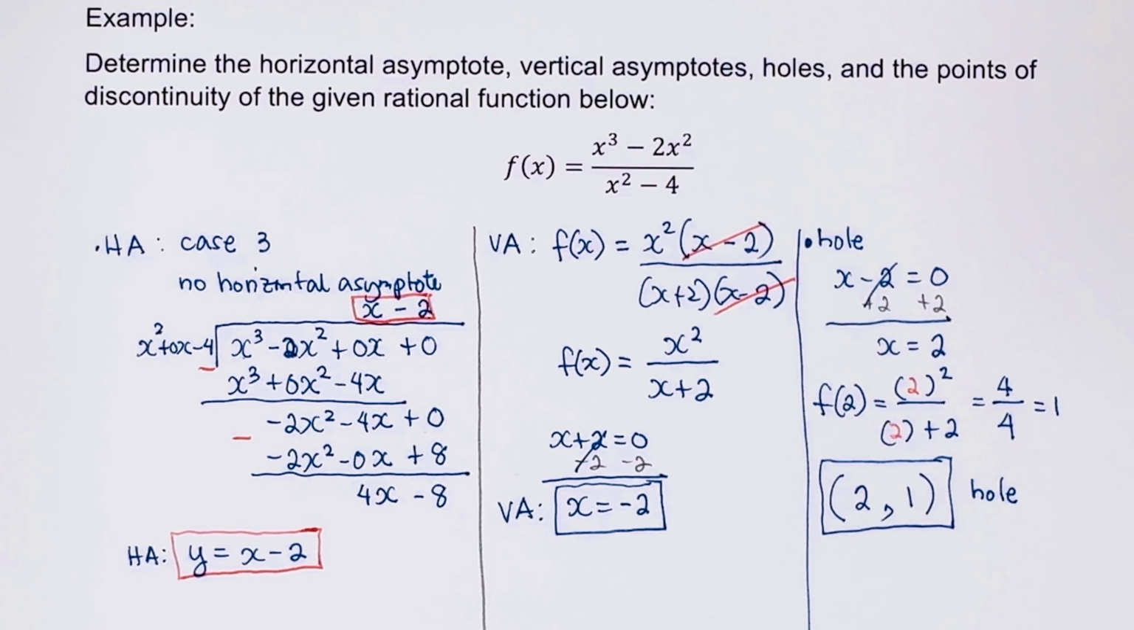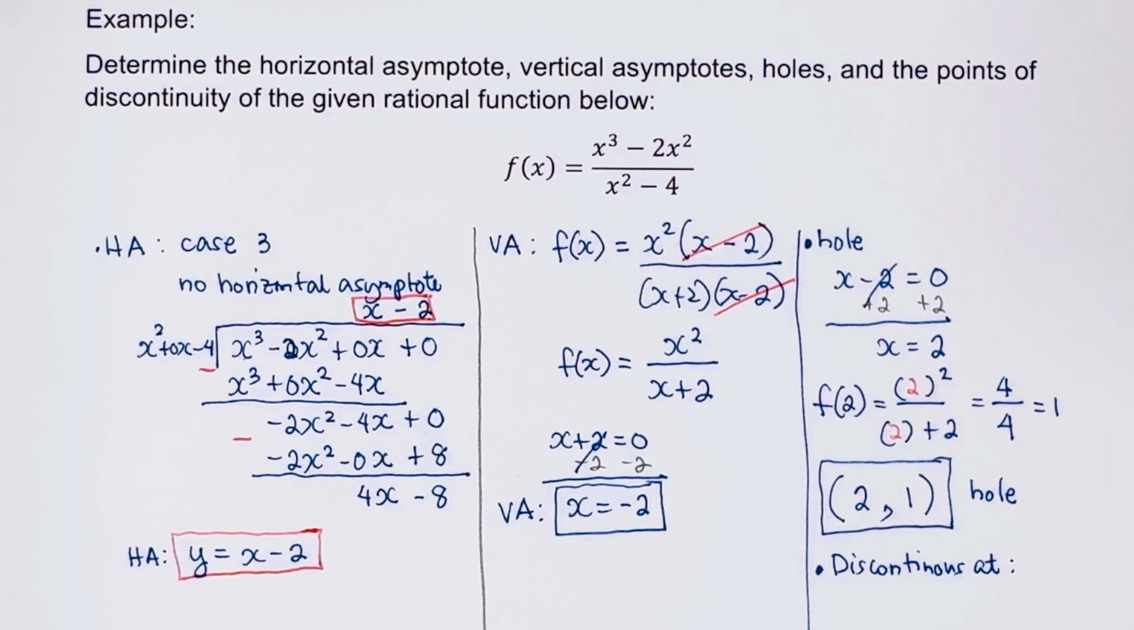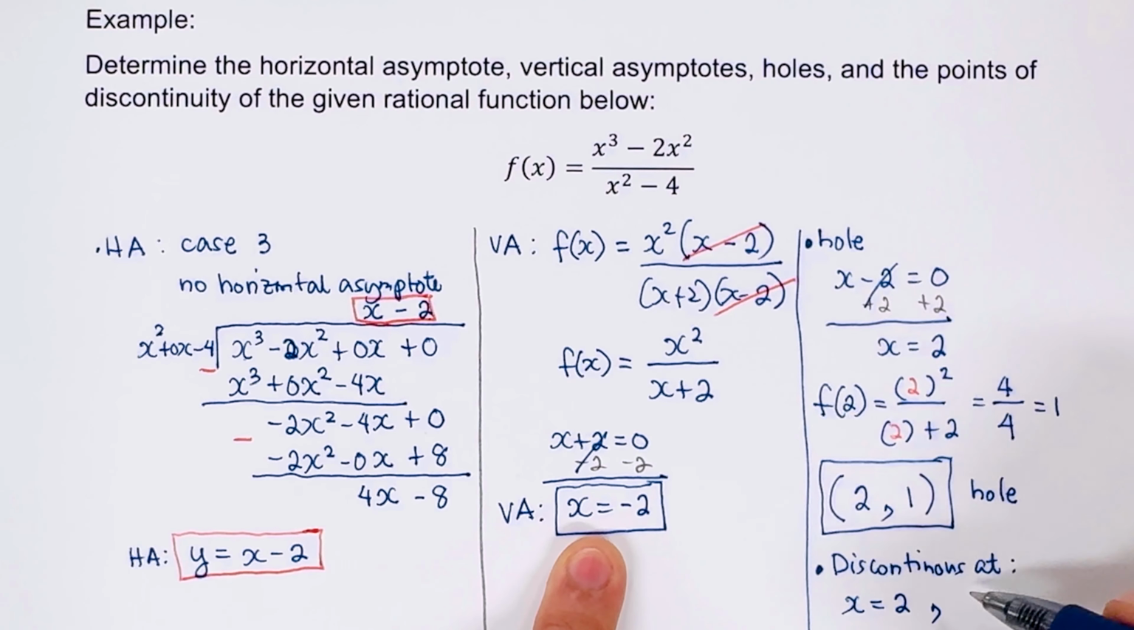So based on this, the graph will be discontinuous at... Every rational function will be discontinuous at its hole. So that is at x is equal to 2. And then it's also discontinuous at its vertical asymptote, which is x is equal to negative 2.